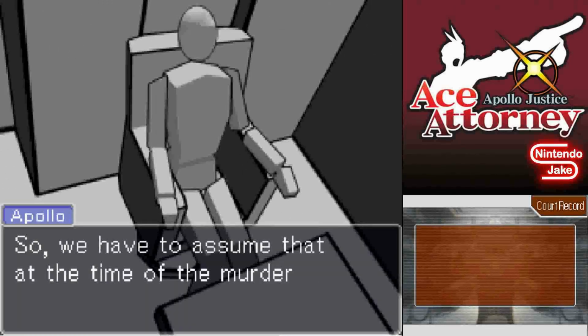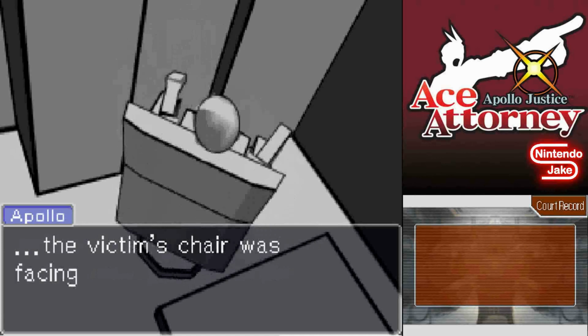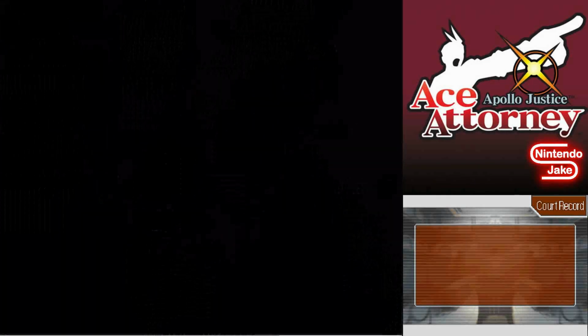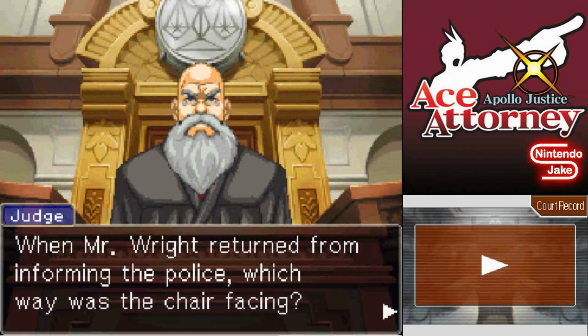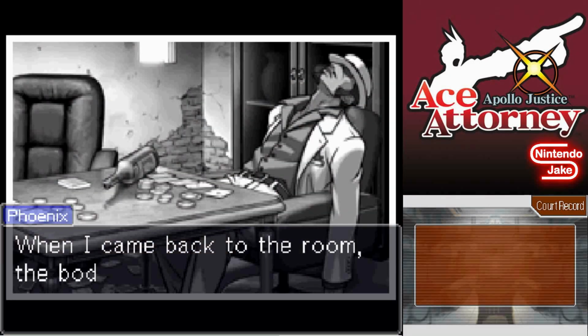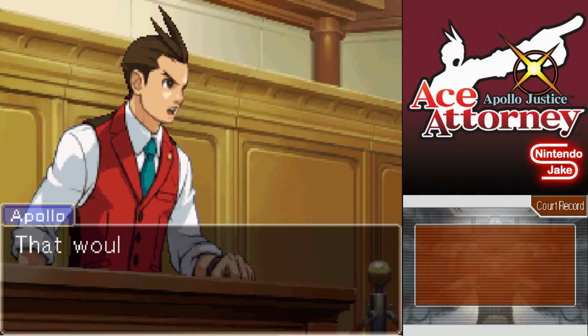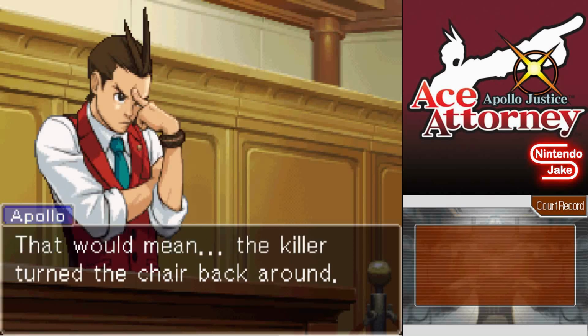So we have to assume that at the time of the murder, the victim's chair was facing away from the table. Mr. Wright returned from informing the police, which way was the chair facing? I came back to the room, thought he was facing the scene in this photo. That would mean the killer turned the chair back around.